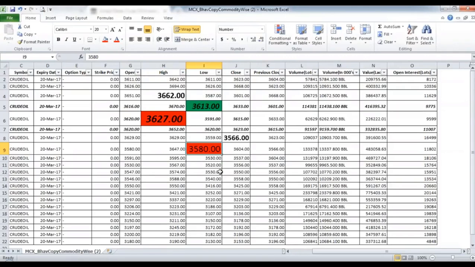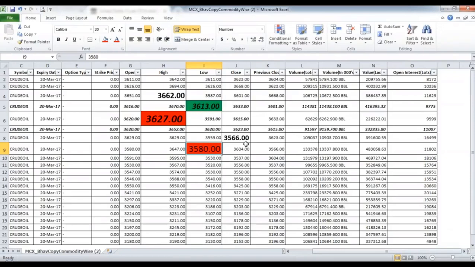But when the low starts becoming a resistance, then there is very little chance that it will be able to break this out and close above this, right? If you look at it, there was no closing which happened above 3580, because over here, if I look at it, okay, over here, right?